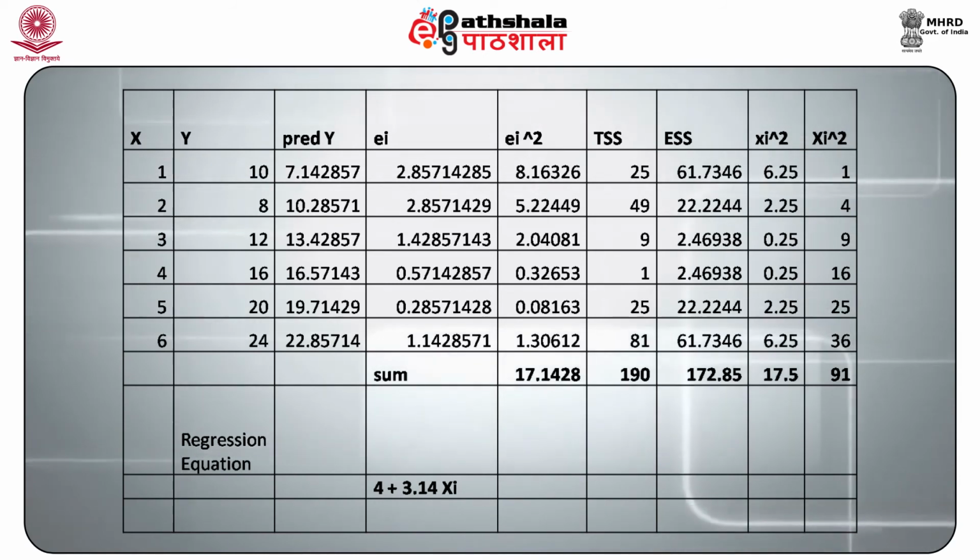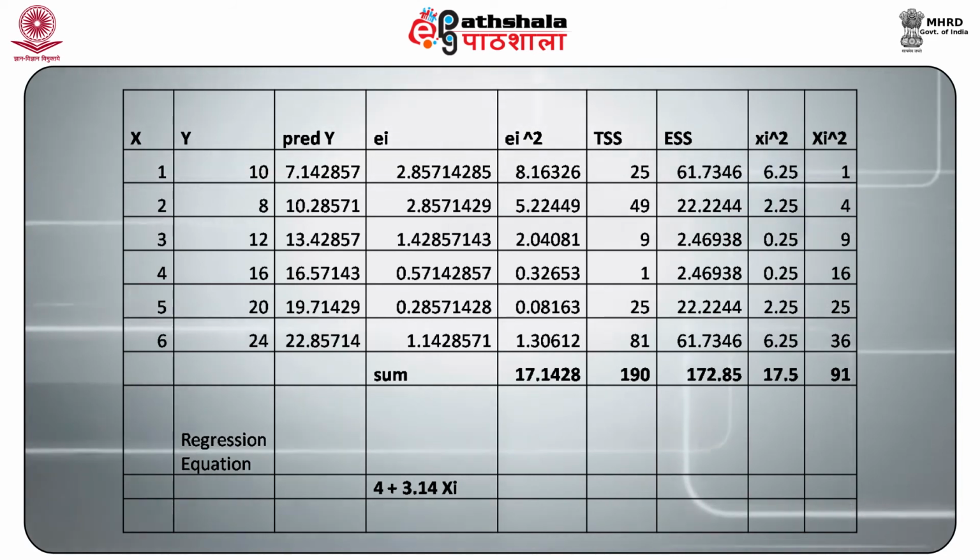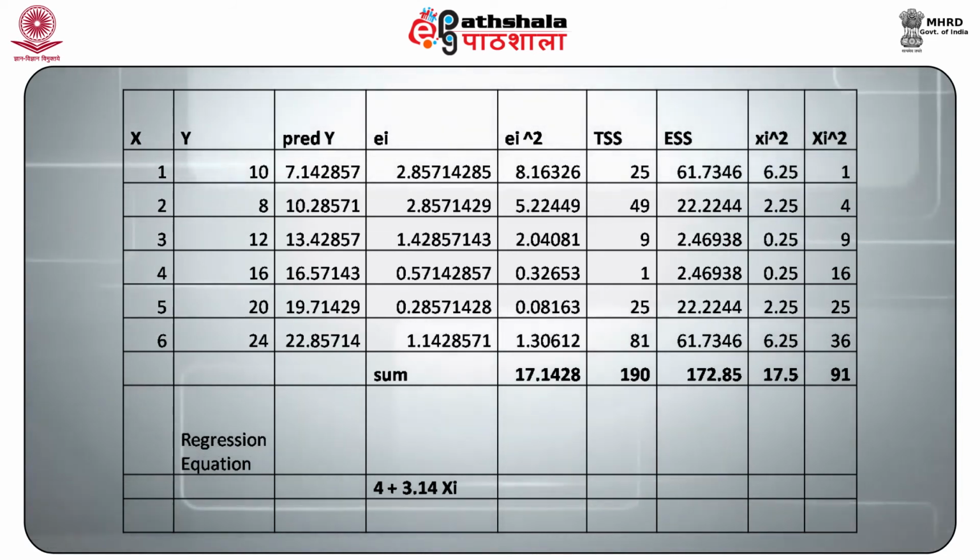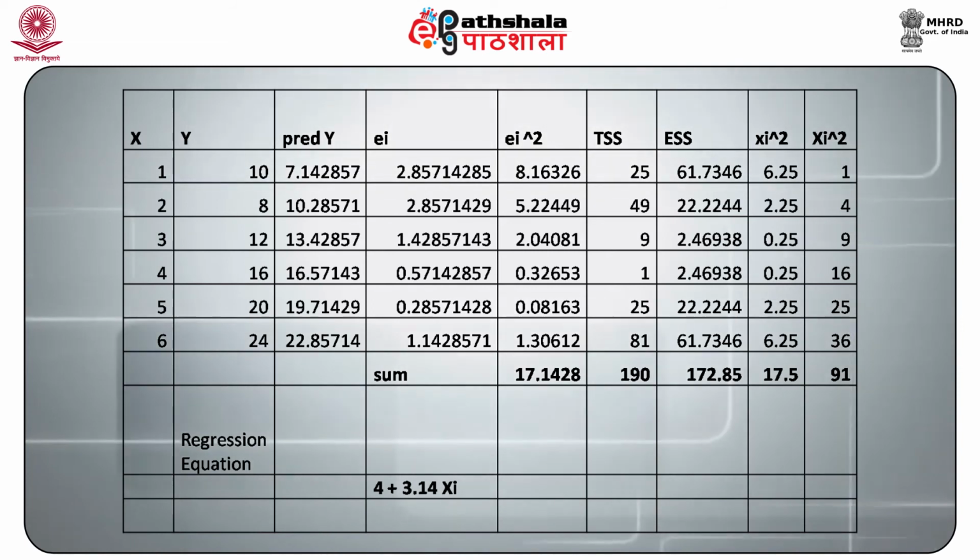In the next column we have the explained sum of the squares, which is nothing but the predicted y, or y hat, minus y bar. Y bar in this example is equal to 15.